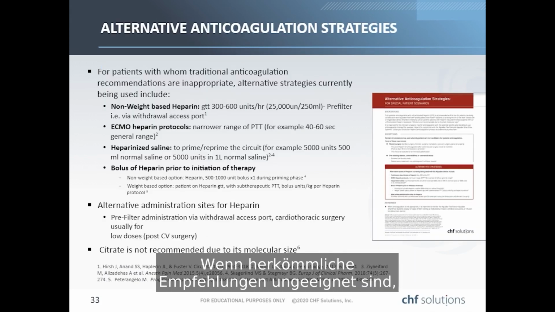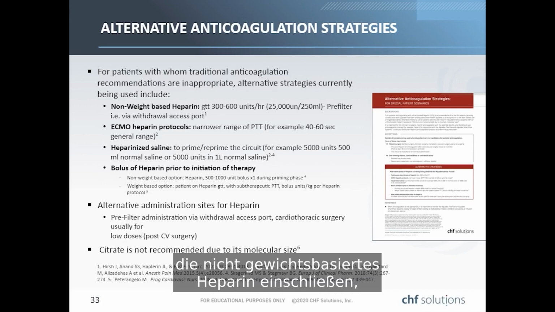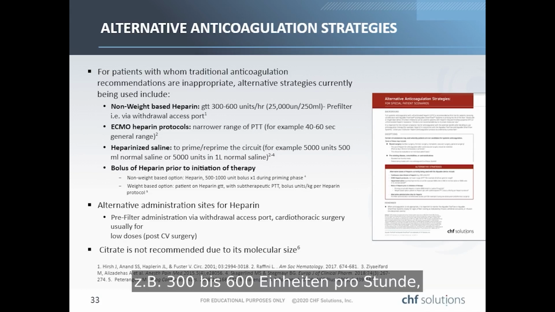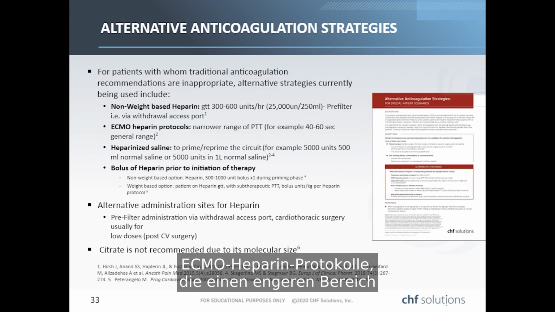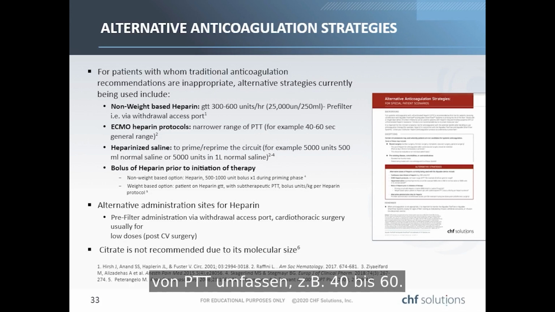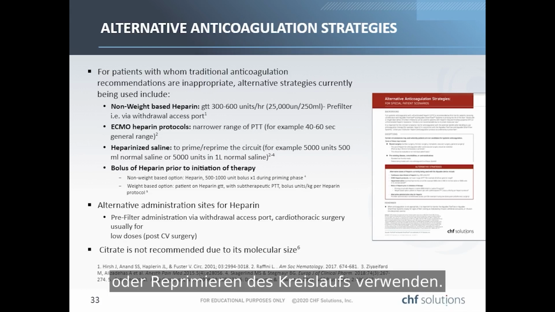In cases where traditional anticoagulation recommendations are inappropriate, there are some alternative strategies currently being used, which include non-weight-based heparin, for example, 300 to 600 units per hour, pre-filter, in other words, using the withdrawal access port. ECMO heparin protocols, which include a narrower range of PTT, for example, 40 to 60. Using heparinized saline to prime or reprime the circuit, or a bolus of heparin prior to initiation of therapy. There are non-weight-based options or weight-based options.